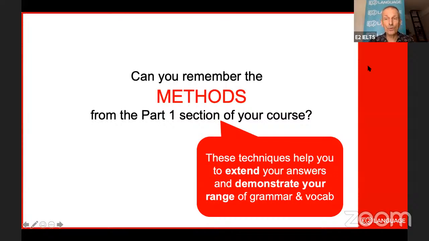Because you want to make sure that you give not only full answers, but you use a good range of vocabulary and grammar. All right. Because right from the beginning, you want to show the examiner how good your English is. So don't give just short little answers, extend them.